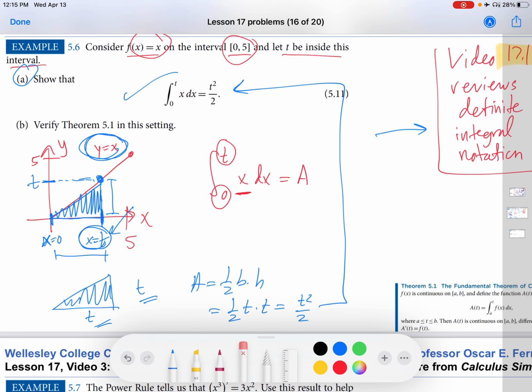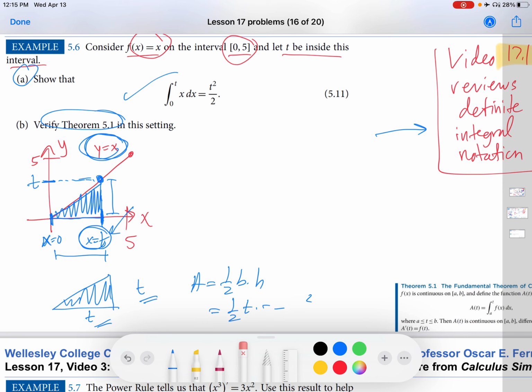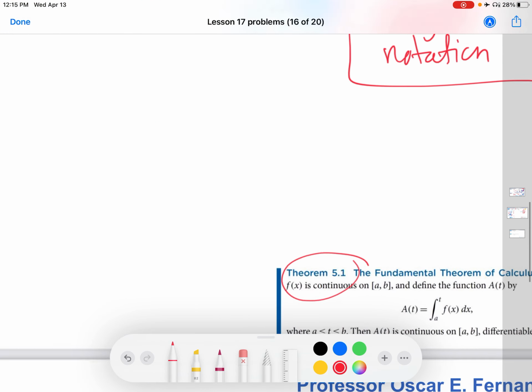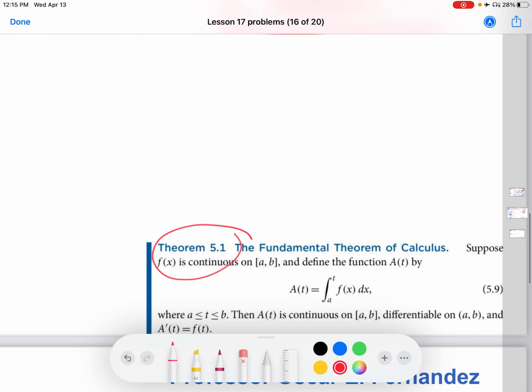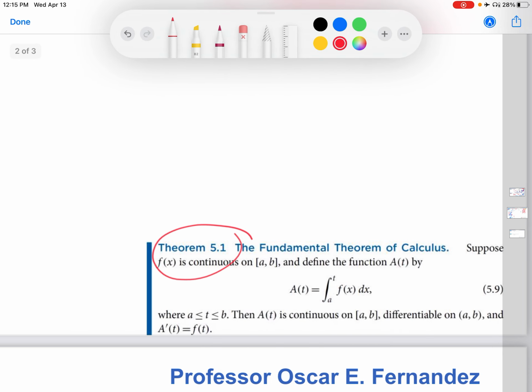That is part B. So part B says verify theorem 5.1 in this setting. What is theorem 5.1? Well, let me erase this because we're going to need some space to verify that, and head on over to the right-hand side where we have theorem 5.1. So I'm going to zoom in here. This is the statement of the fundamental theorem of calculus as I put it in Calculus Simplified. So what does it say?